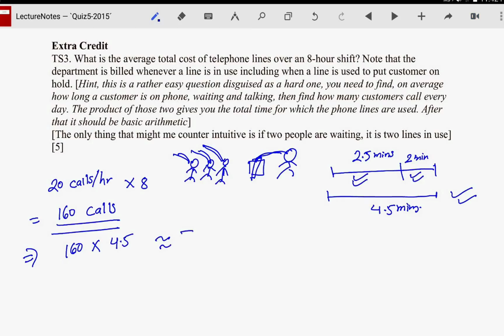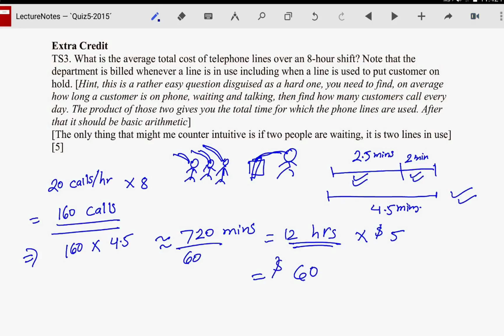Comes out to be about 720 minutes, which is the same as saying divide by 60, the same as saying 12 hours. So in each shift, 12 hours of talk time or telephone line time is being used. You pay $5 per hour, so you pay $60.